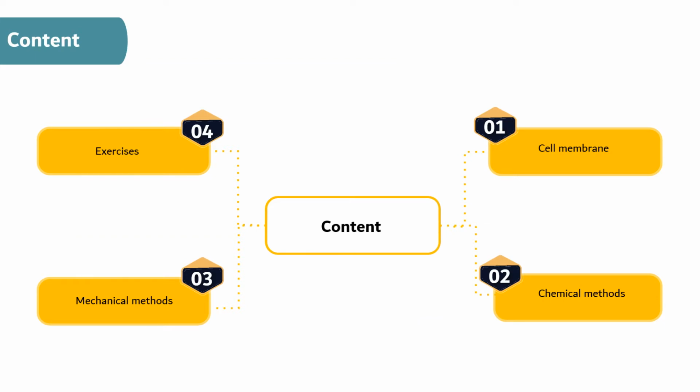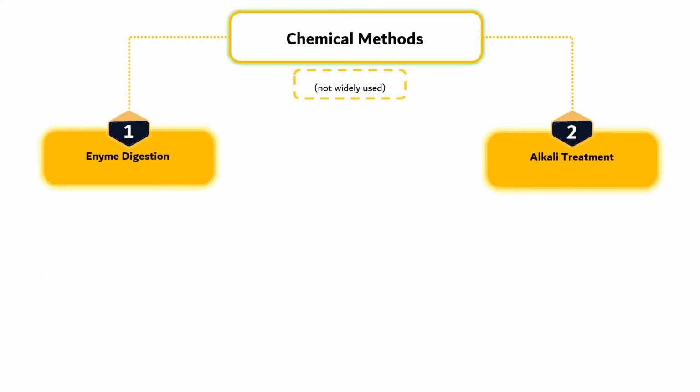Previously we have discussed about the cell membrane. In this segment we will discuss about chemical methods to disrupt cells. There are several chemical methods that can be used to disrupt cells. We will first discuss about enzyme digestion and alkali treatment.